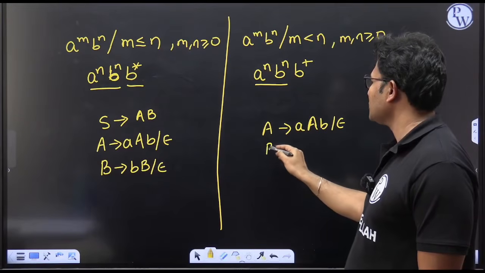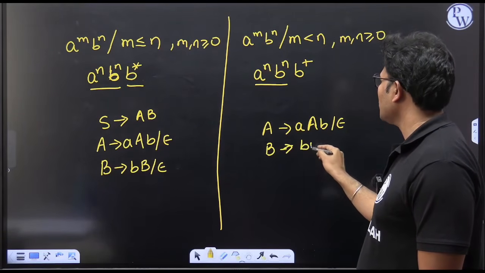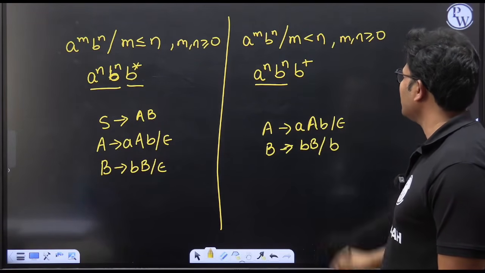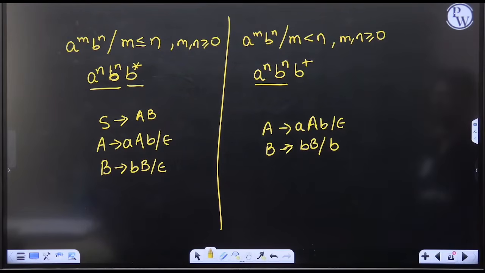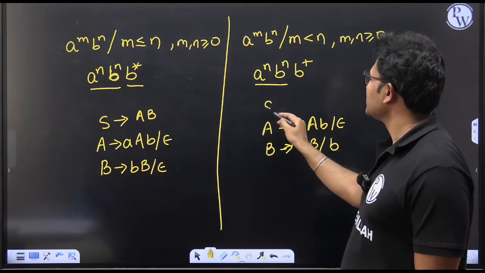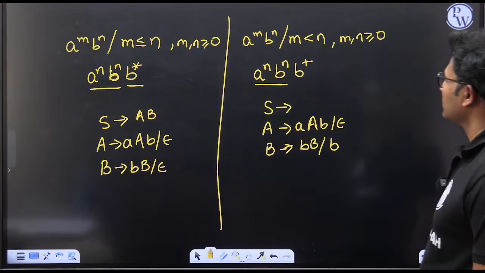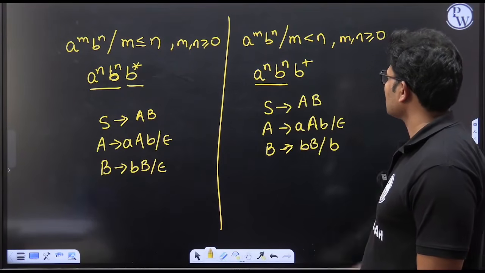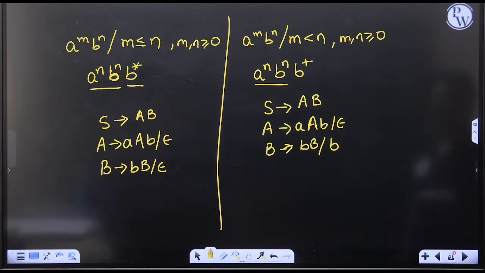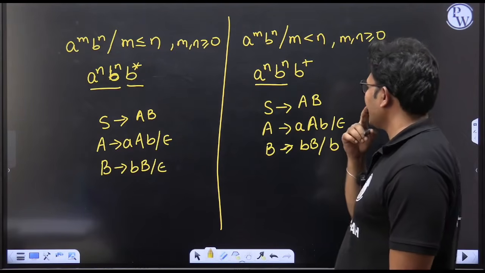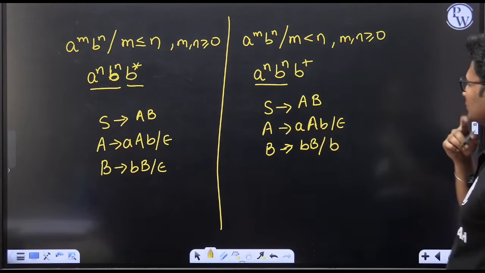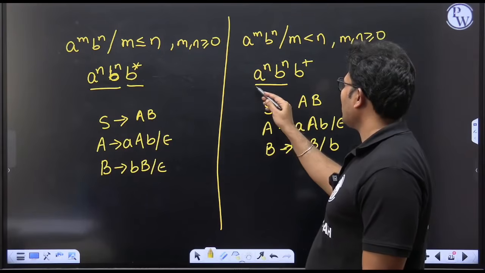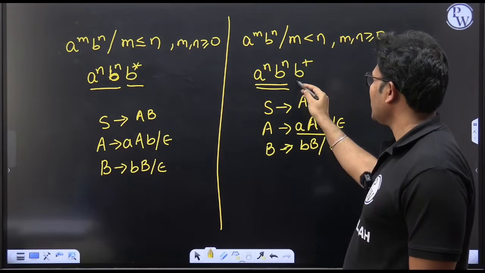Then you generate b^+. How are you going to generate b^+? B^+ is going to be generated by B derives b B, followed by b. Now S derives A B. Now a^n b^n is generated, and after that b^+ is generated.